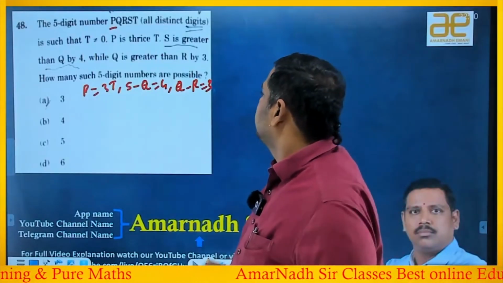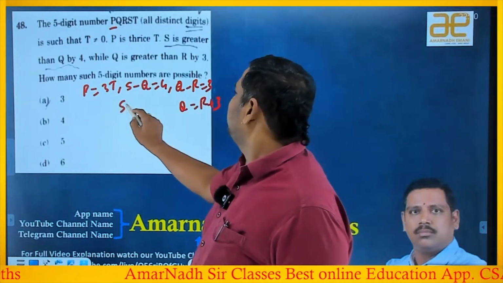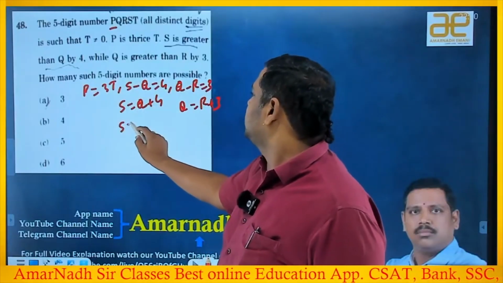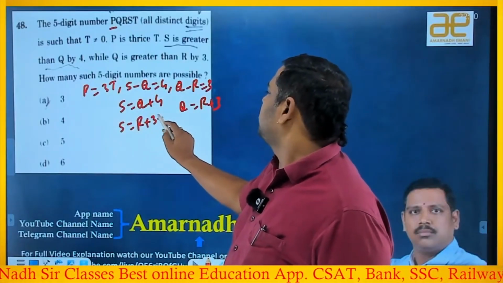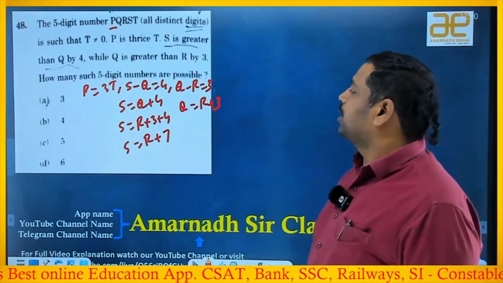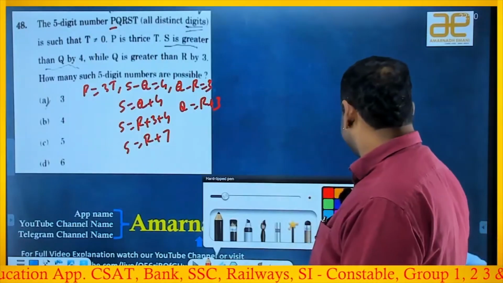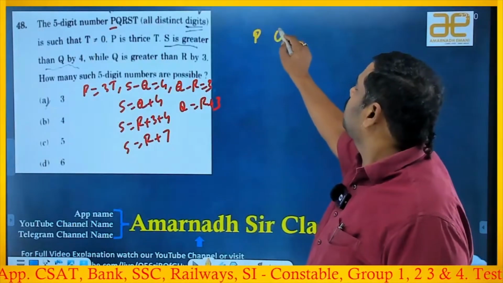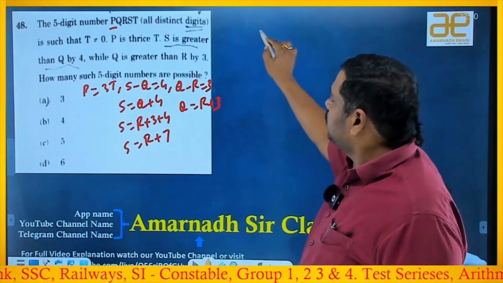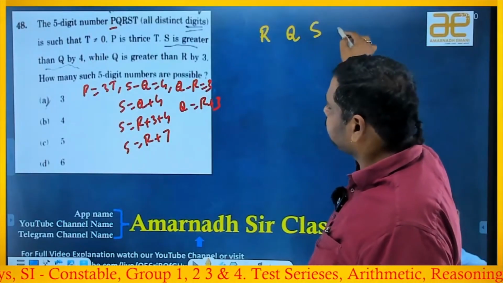Let's see here. Q is equal to R plus 3, S is equal to Q plus 4. Substituting Q as R plus 3, S is equal to R plus 3 plus 4, so S is equal to R plus 7. Good. Now the question he is asking: whichever are related, I'll write adjacent to each other. So R is important. From R you will get Q, and from Q you will get S.